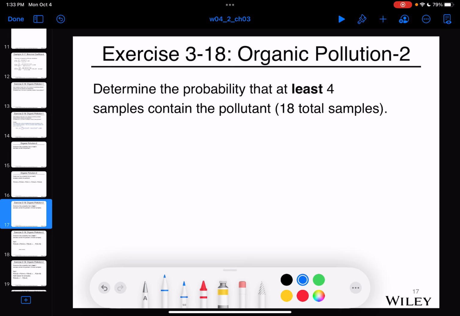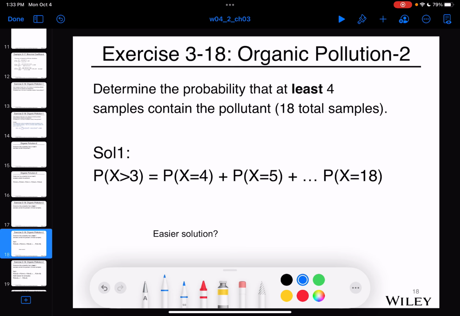So the next question is asking us what's the probability that we have at least 3 samples that contain pollutants, right? So we can answer this one similar to before. We can say, sorry, at least 4. So we can either have 4 or 5 or all the way to 18.